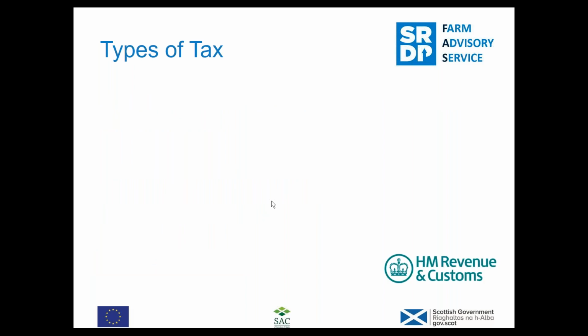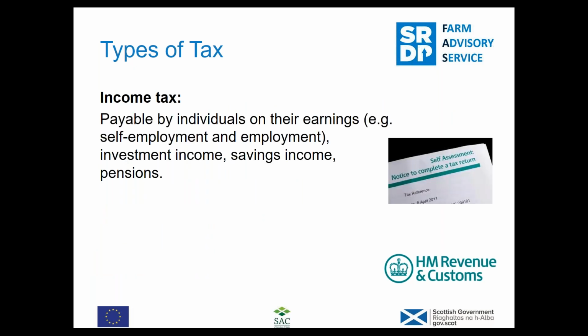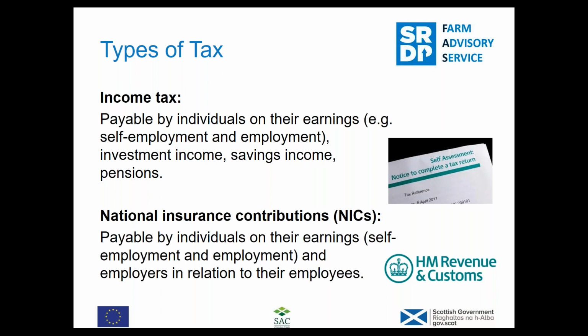So then we come on to the types of tax. You'll have heard about income tax. Income tax is payable by individuals on their earnings, so for instance self-employment and employment income. But often people don't realise that income tax covers almost all income, so whether that's from savings, pensions, as well as income from work and self-employment. You've also got national insurance contributions, so they're slightly different. You pay national insurance contributions essentially so that you can qualify for a state pension and get certain benefits. We could have a whole session about national insurance, but I don't think this close to bedtime that would be a good idea. We can do that another day.